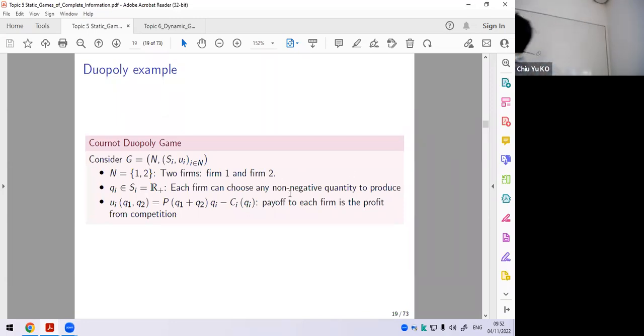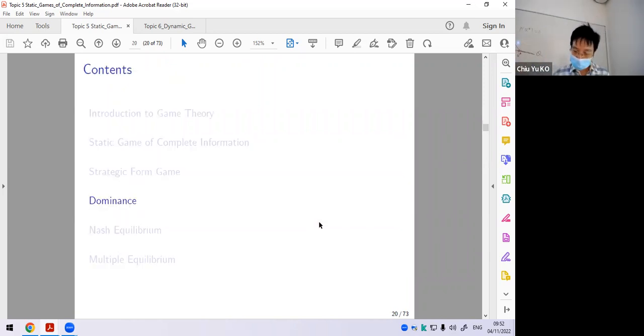So you should be, I mean, here I'm not very careful. Maybe I should write P is the inverse demand function, and this is the cost function. I have to write that down, but I'm just lazy. Okay, not a good example here.